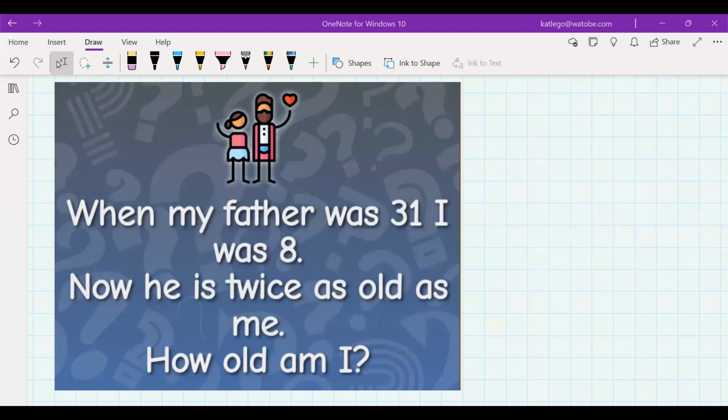Anyone like to raise their hand and tell us how they got 23? We didn't account for the half in age. Ntokozo is volunteering. Let's hear you, Ntokozo. Ntokozo disappeared.